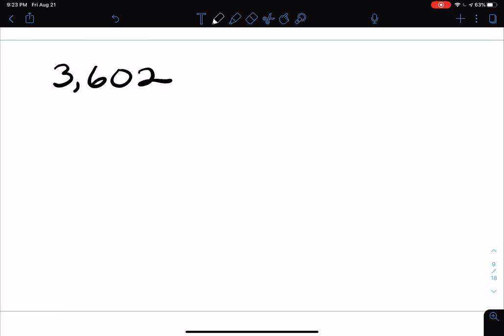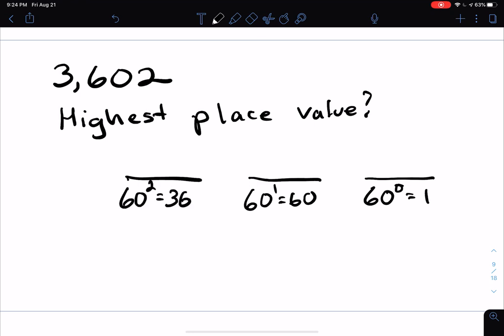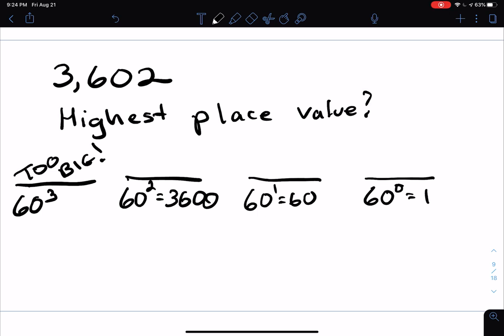I don't know. So what are we going to do? Well, we need to figure out what is the highest place value in Babylonian for this. Well, we've already been dealing with powers of 60, so we're still going to be dealing with that. Remember, the far right would be 60 to the 0 or 1's place. Next would be 60 to the first, or 60's place. Then you got 60 squared, or 3600's place. If we try to go any further, we're too big because we've got 3,602. 60 cubed, this would be too big. We want the biggest place value that's still less than our number. So we want to go with the 3,600.